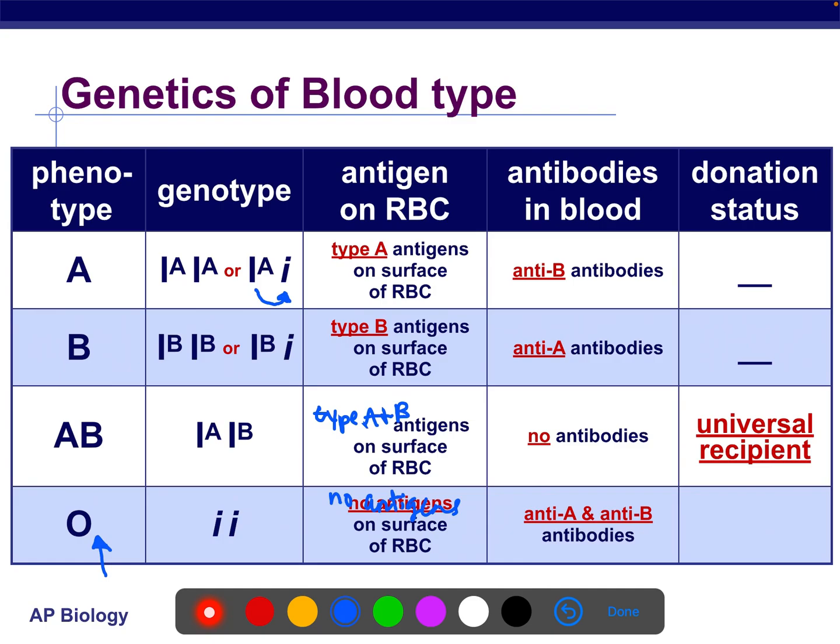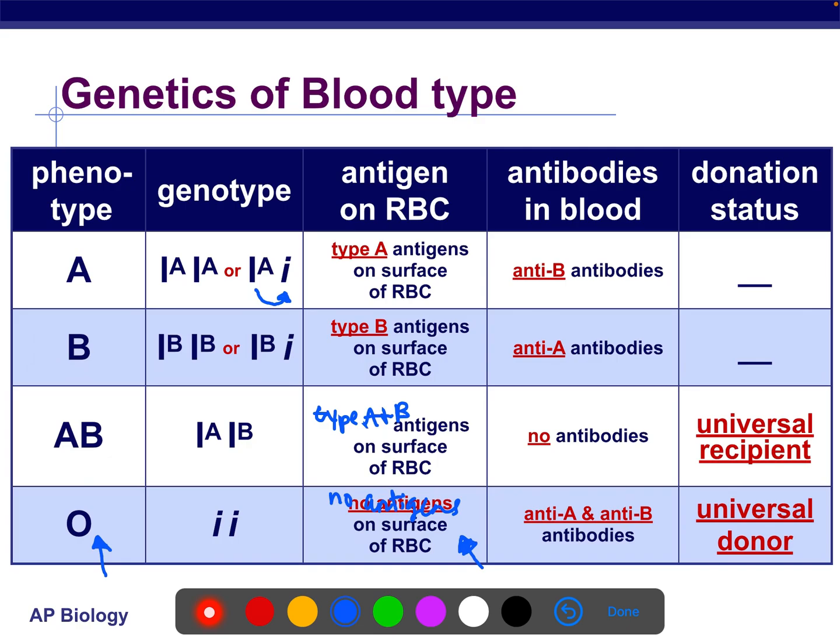Now, when we're talking about donation status, or what type of blood can give to what type, hopefully you all know that type O blood is the universal donor, meaning that they can give to any of the other blood types. And the reason they can do that is because they have no antigens on the surface of their red blood cells. So if those red blood cells are put into other types of blood, they're not going to react with the antigens from those other red blood cells.